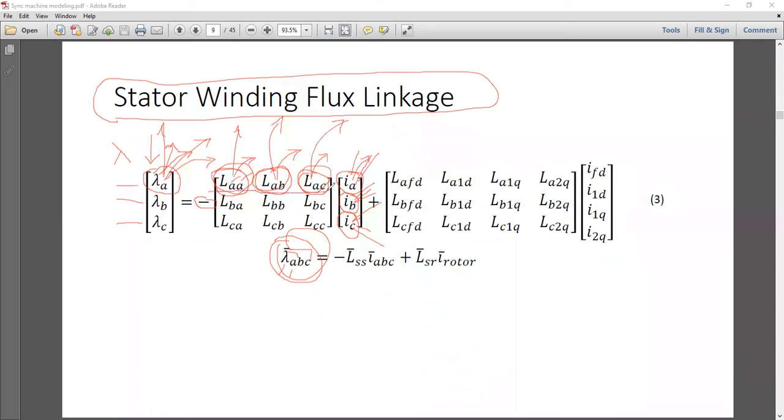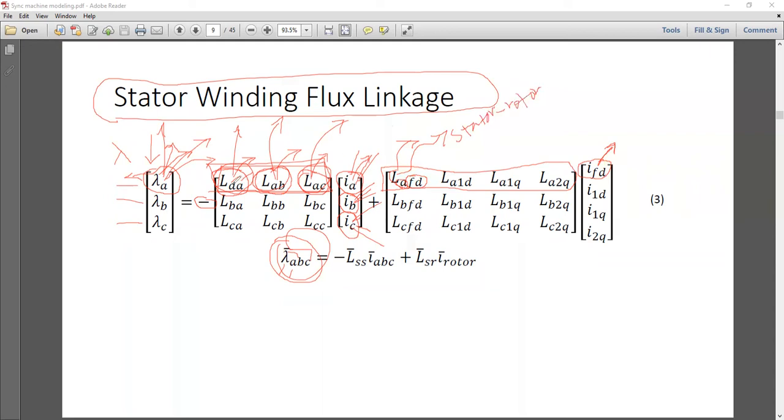But remember, we have 7 sets of coils. These 3 take care of only 3 sets of coils. We also have another 4 sets of coils. So we have to take care of that. So how to do that? Simply, there are some current flows in the field coils. So there will be some part of lambda A which will originate due to the current flow in the field coil and the corresponding mutual inductance between phase A and the field winding. This is stator to rotor mutual inductance.